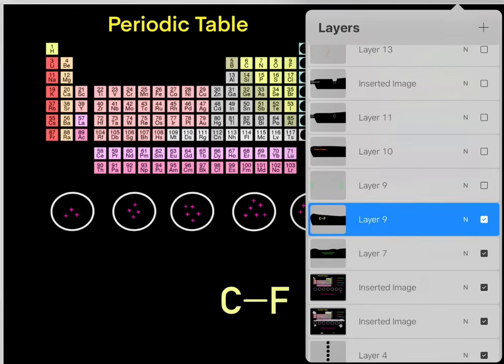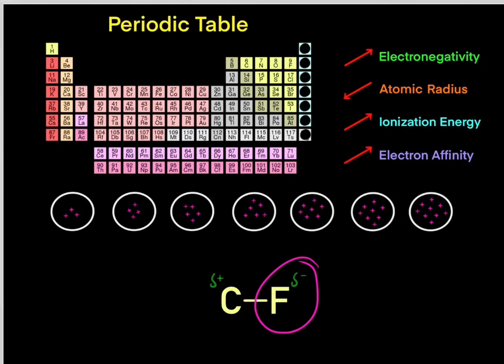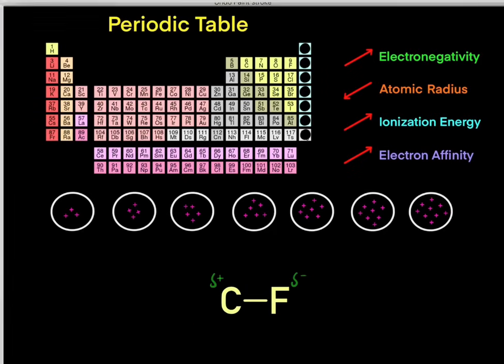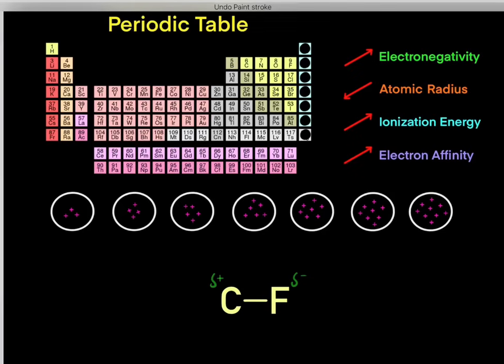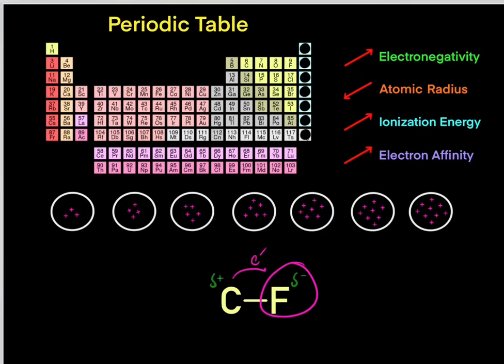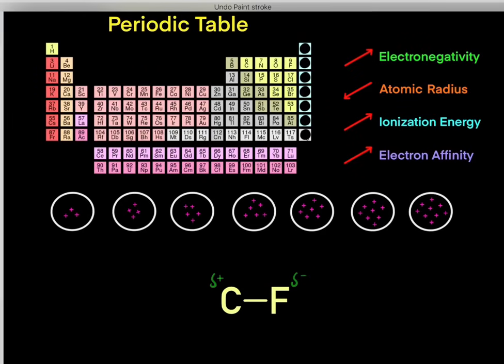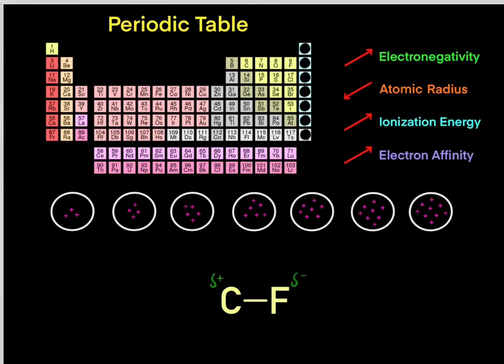So as fluorine pulls negatively charged electrons towards it, it's going to gain a partial negative charge, because again, it's hogging all these negatively charged electrons. And carbon's going to lose those negatively charged electrons, so it's going to get a partial positive charge. So whenever you have 2 elements bonded together, you compare their electronegativities. And the element that's more electronegative is going to have a partial negative charge because it's pulling the negatively charged electrons.